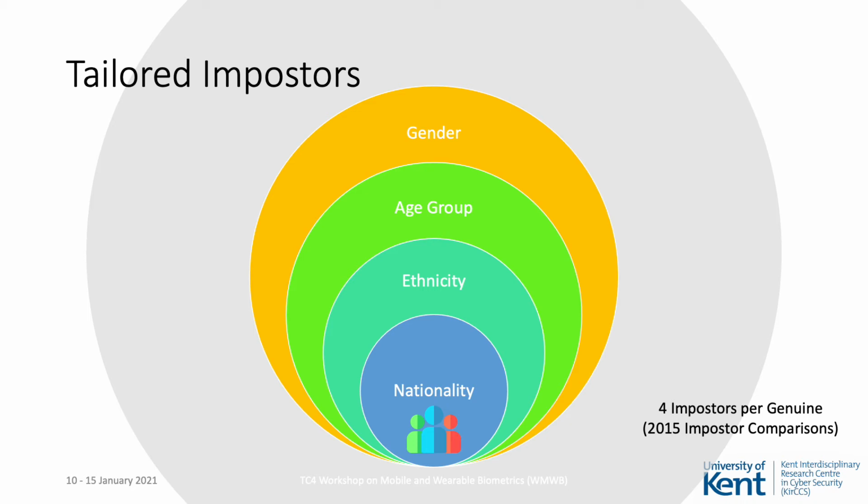Another question we faced was how many imposters per genuine user we should use, and we concluded using 4, resulting in a total of 2,015 imposter comparisons.